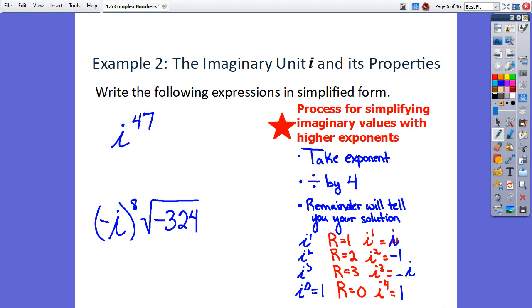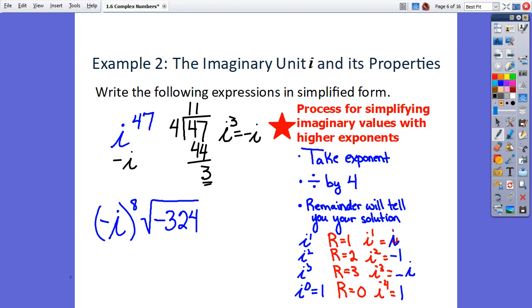So i to the 47th, we take 47 and divide by 4. What we end up getting in this case is 11 times around, and that's great, but I don't care about that. What I care about is the remainder. So it's 3. I take the remainder, make it my exponent, and then I memorize i cubed is the opposite of i. So i to the 47th is the same thing as the opposite of i.